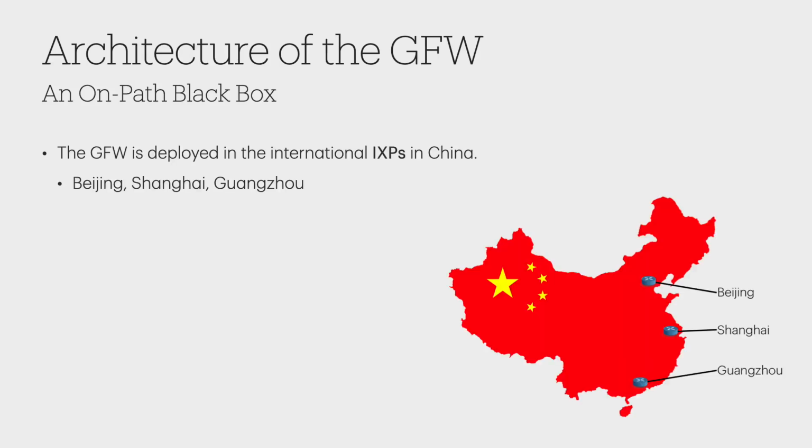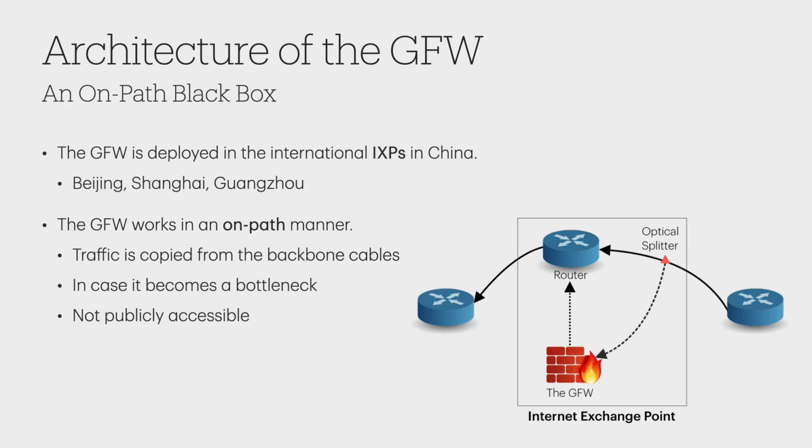The Great Firewall is deployed in the international Internet exchange points in China, namely 3 cities, Beijing, Shanghai, and Guangzhou. It works in an on-path manner. The network traffic is copied from the backbone cables, so the Great Firewall won't become a bottleneck or affect the Internet even if it's down. It doesn't have public IPs either, so it's not publicly accessible.